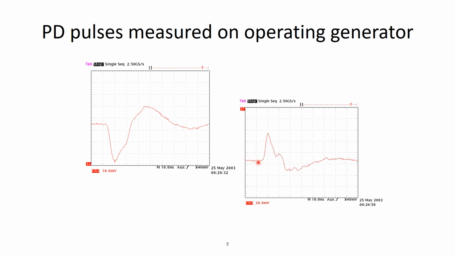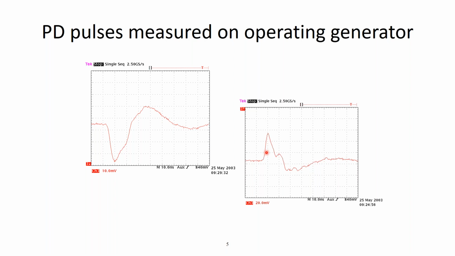Here, for example, this is an oscilloscope trace. And you can see that the time base is 10 nanoseconds per division. So this rise time here is really only 3, maybe 4 nanoseconds. This is a machine operating in air.